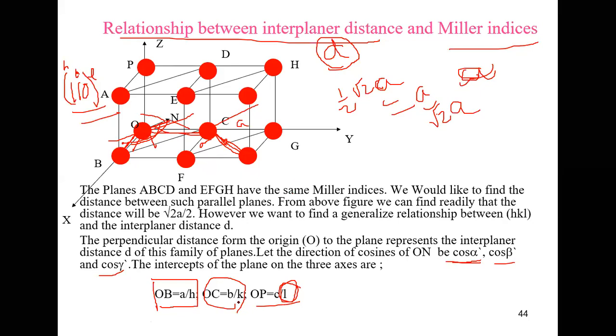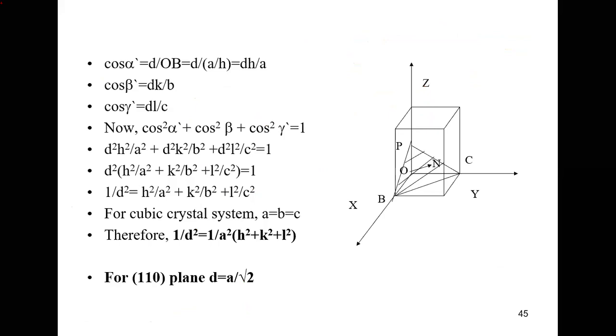So we know OB, OC, OP. Finally, cos alpha prime will be d by OB. Substitute the value of OB, which is a by h. So finally, it will be dh by a. Similarly, cos beta prime will be d by OC, and if you substitute the value of OC, it will be dk by b. Similarly, cos gamma prime will be dl by c. Now, you have studied in your trigonometry or geometry classes that cos square alpha prime plus cos square beta prime plus cos square gamma prime equals 1.